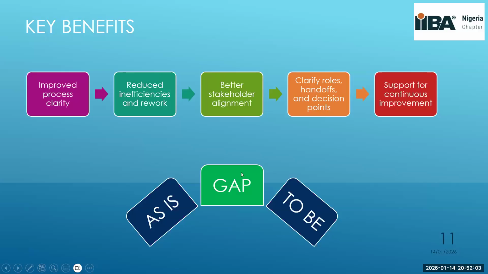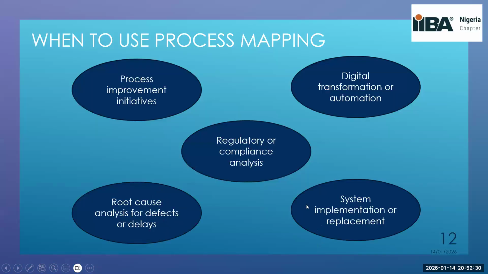But you need to identify the gap. Why does it take 5 minutes to attend to a customer? That's where your gap comes in. So the current way of doing things is your as-is. The opportunity or the problem, the bottleneck, whatever it is, is the gap. So once you are able to identify that, you will now improve on your current way of doing things, which is your as-is, and that gives you the to-be.